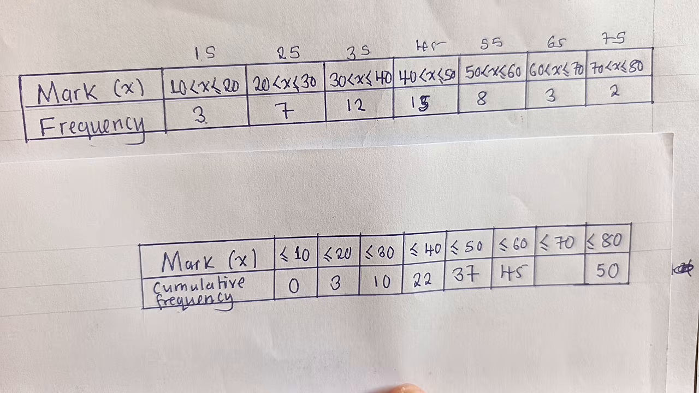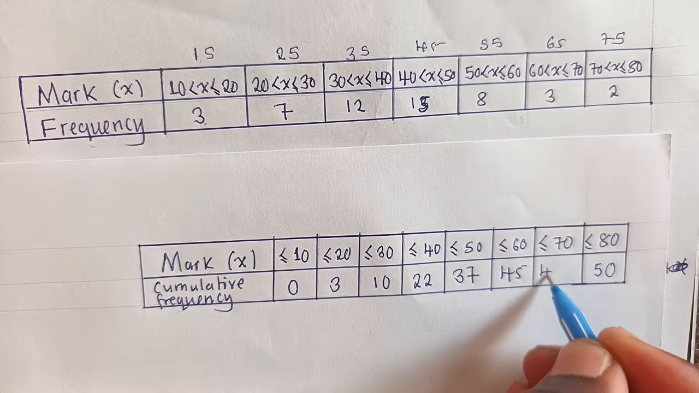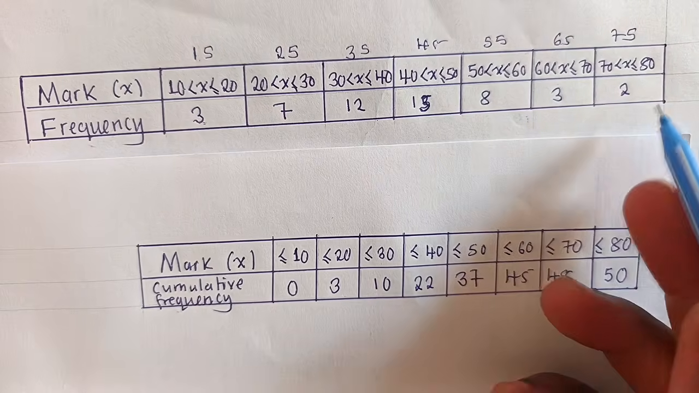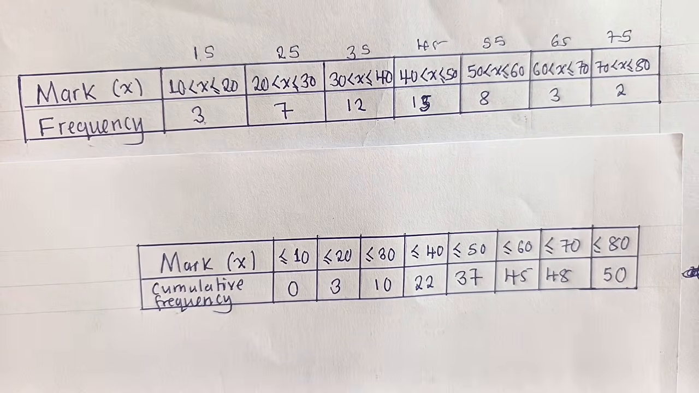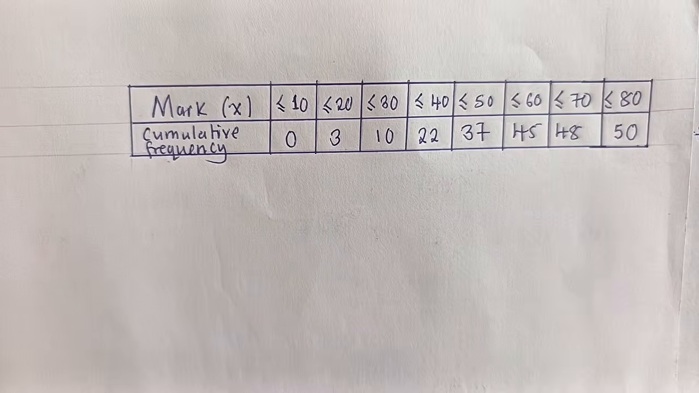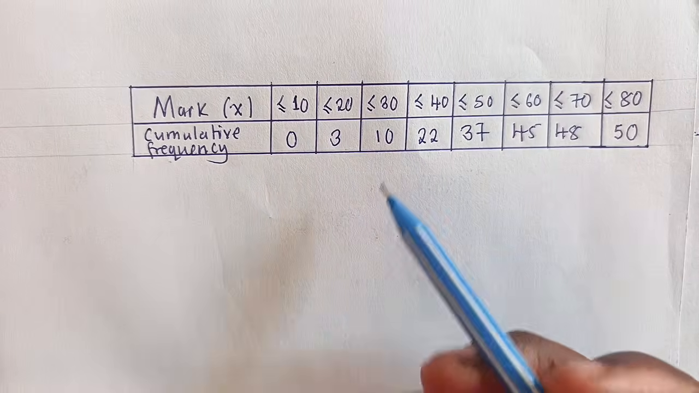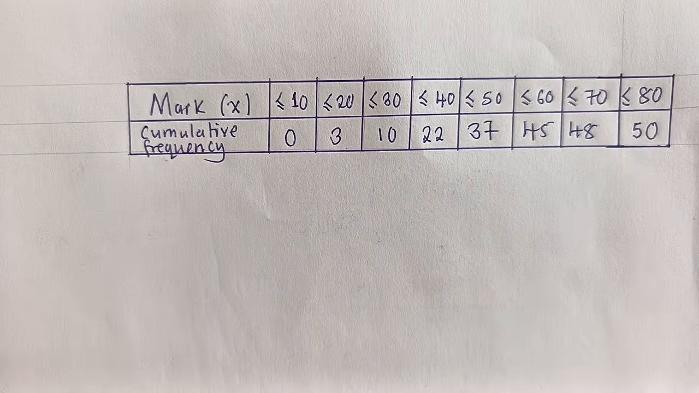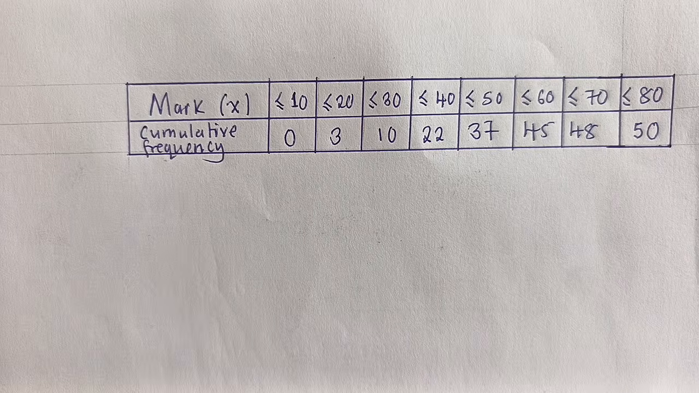45 plus 3 gives us 48. So this is 48. 48 plus 2 will give us 50. That's all. So after doing this, we're going to use these as coordinates. Let's read what follows on the question.